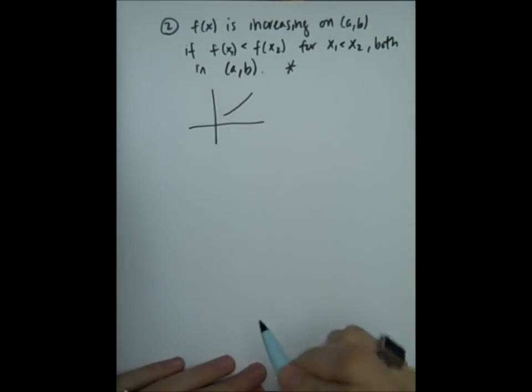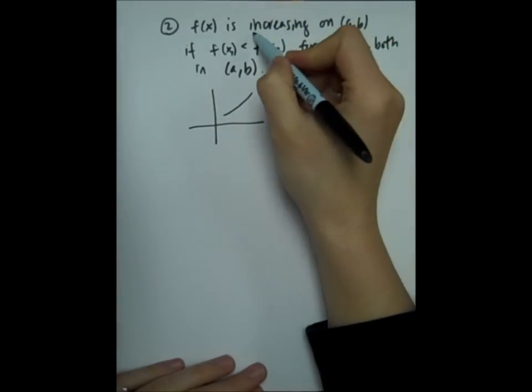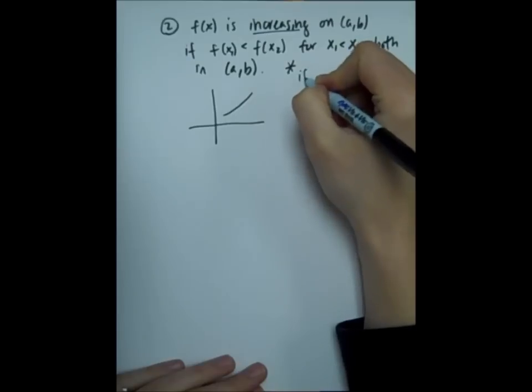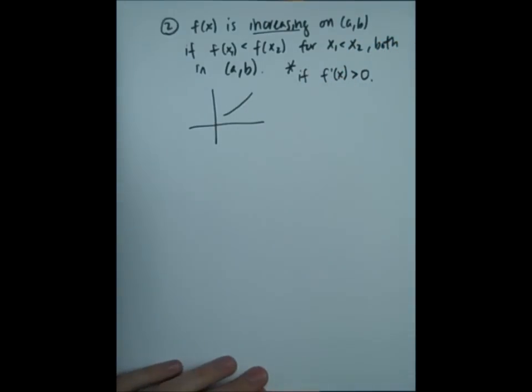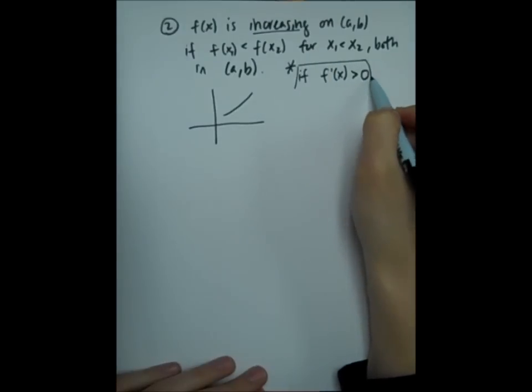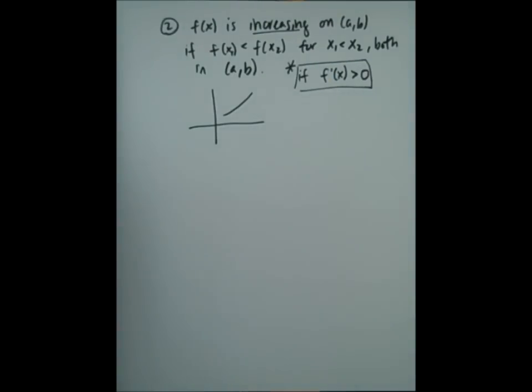Because of the mean value theorem, what we can say is that a function is increasing if the derivative is positive. So this is the big thing, or one of the big things that the mean value theorem tells us, is that a function's increasing if the derivative is positive.